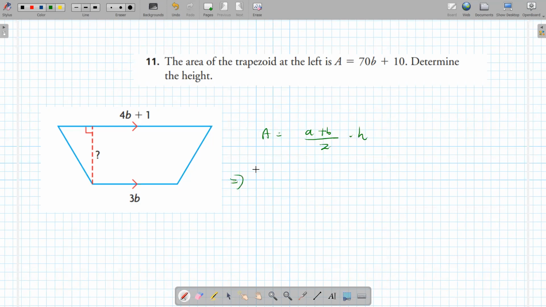So here we know what the area is. Area is 70b plus 10. What's our A? A is the side length of the top part, which is 4b plus 1, right? Plus, what's our base here? 3b. 3b divided by 2 times h. How do we solve this for h? You multiply by 2. Yeah.